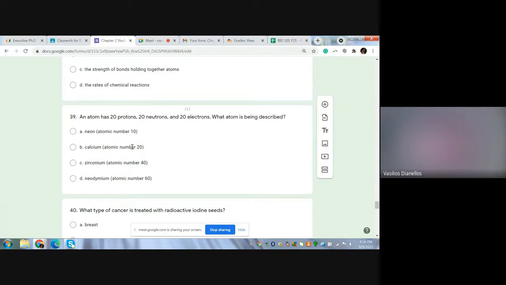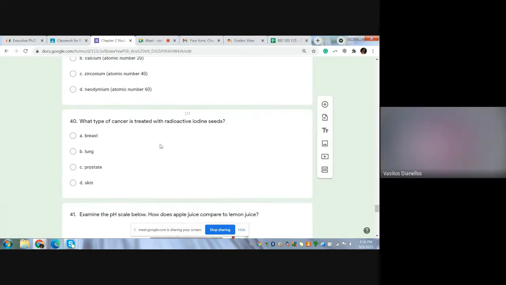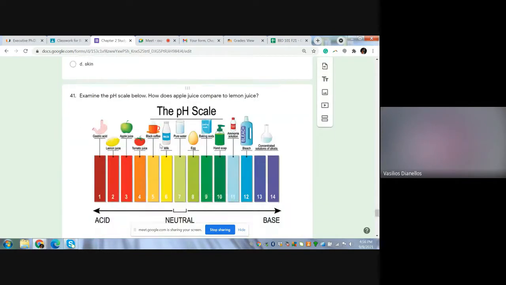And if you get a question like that, it'll be that simple, but it won't be calcium. It'll be something else with a different number. But yeah, protons is the same thing as the atomic number. 40 we won't talk about, won't be on the exam.